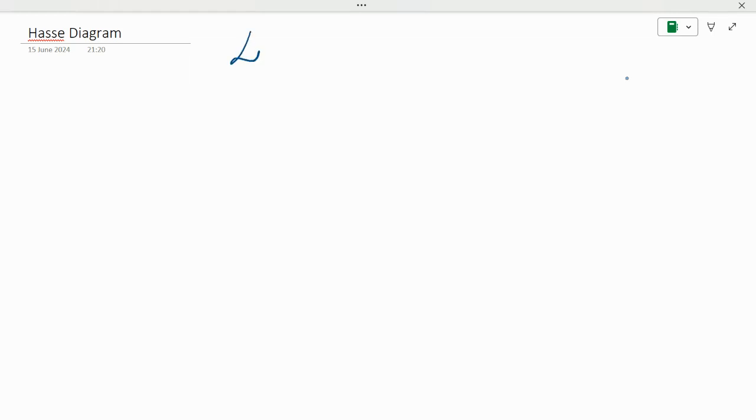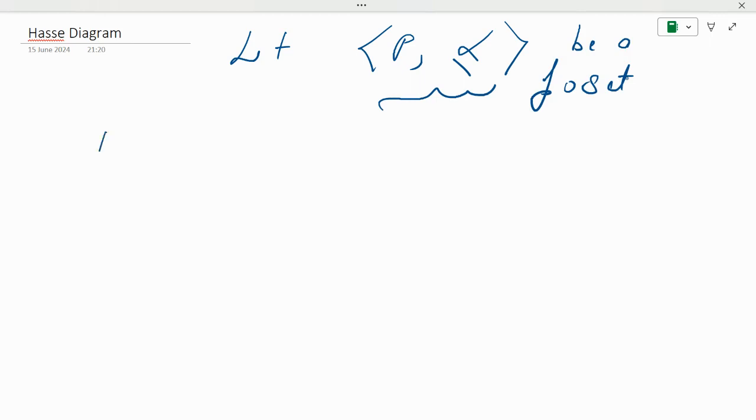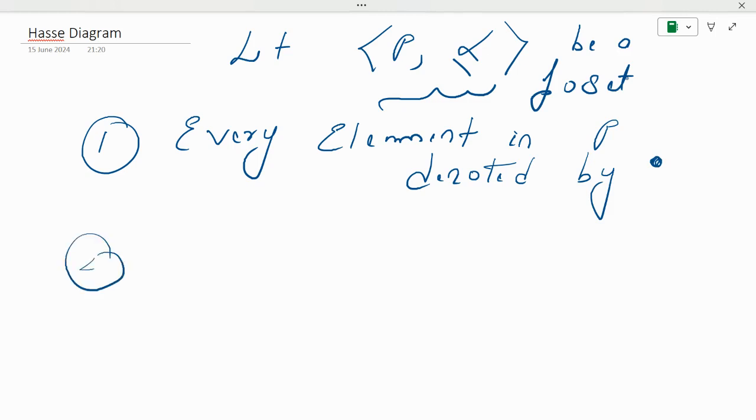Okay, so let's say we have a poset P, and this is a partially ordered relation defined on P. So considering P and this relation as a poset, every element in P is denoted by a circle just like this. And for every two elements x and y, y covers x.